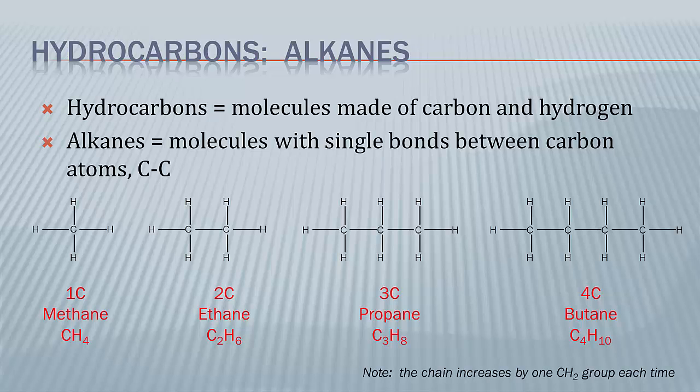4 carbons bonded in a line with 10 hydrogens filling up the bonding spaces. So butane has C4H10. You'll notice that the chain increases by 1 CH2 group each time. So the next molecule in the series will have 5 carbons and 12 hydrogens, and will be called pentane.